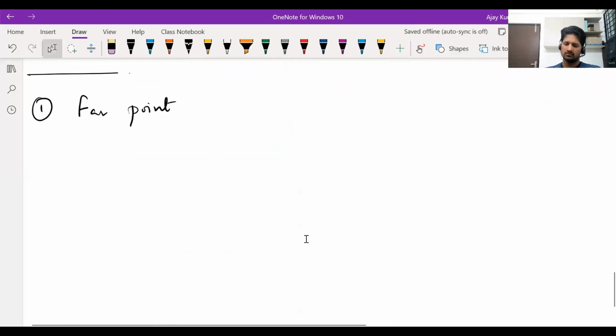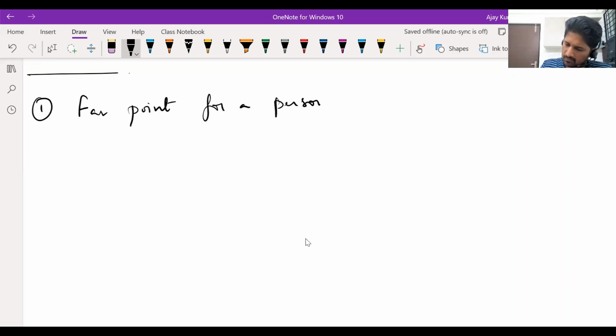So for a non-defective eye, the far point is infinity. Let's say there is a myopic eye. Myopic eyes can see up to a certain distance. Beyond that, they cannot see. Suppose the far point for a person is, let's say, 100 centimeters. It means if an object is beyond 100 centimeters, the person's eye cannot form a clear image of it on the retina. That is what it means.